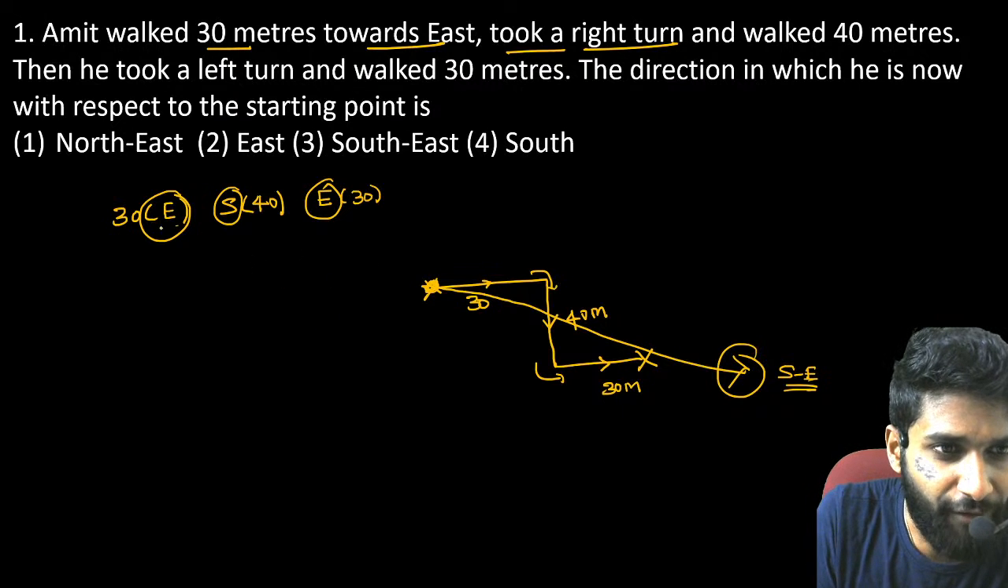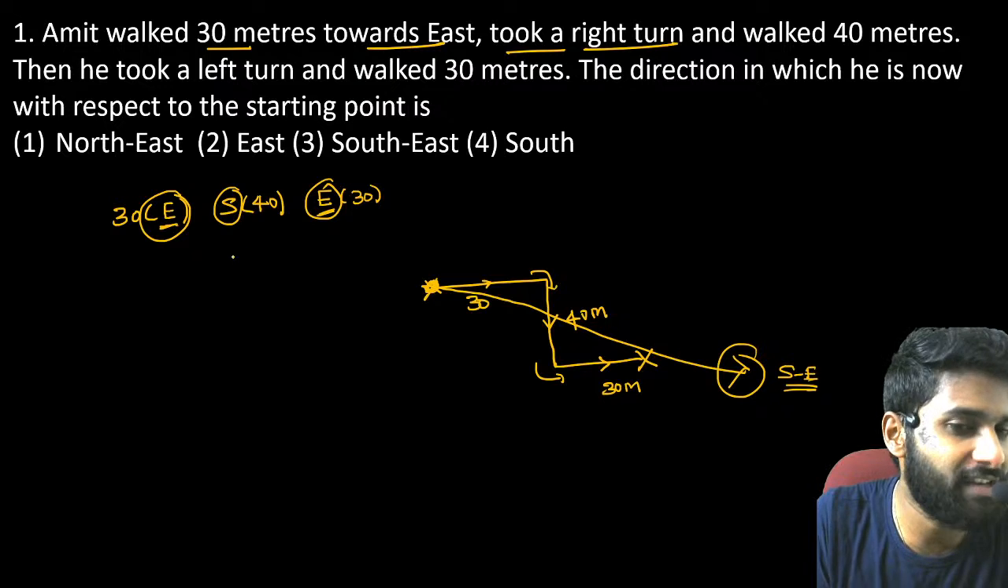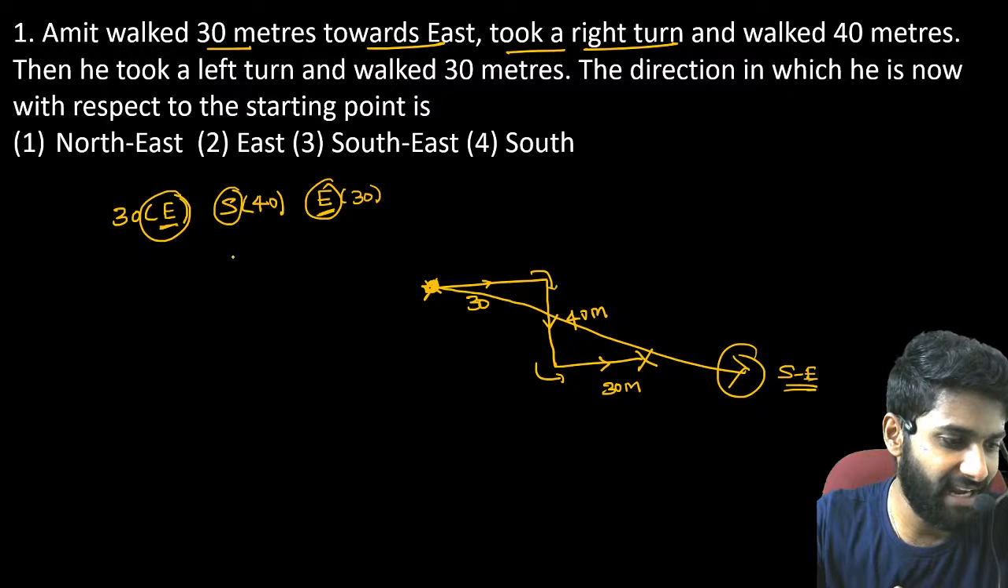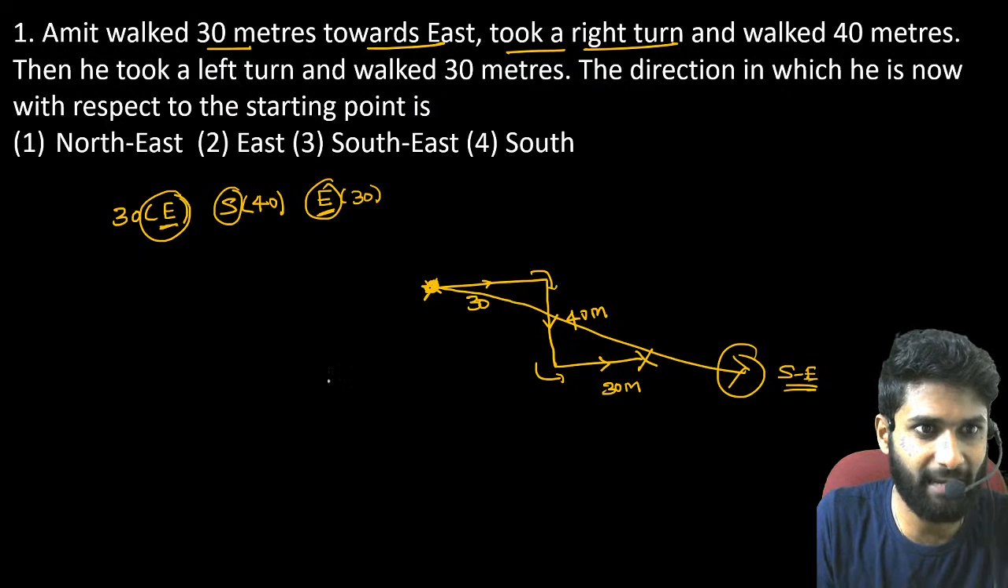See guys, if you have east and east, it is always addition. East and west is always subtraction. South and south is always addition. South and north is always subtraction. Keep it in mind if you want distance.